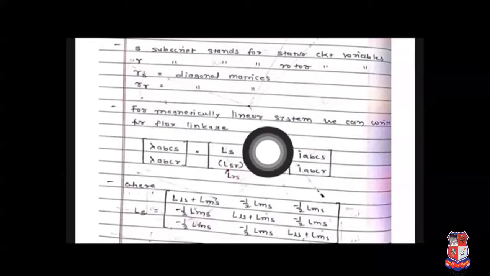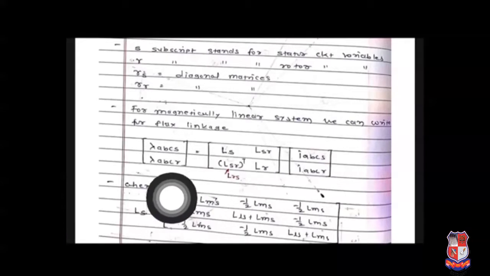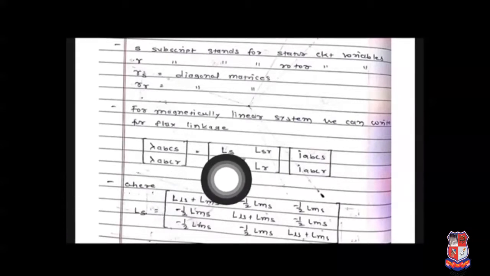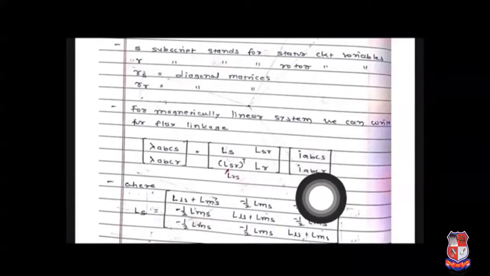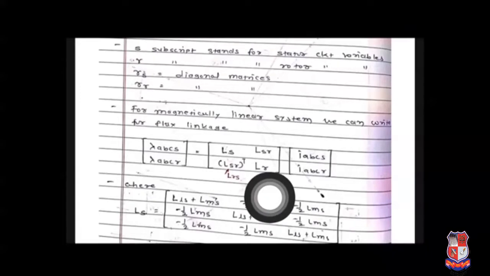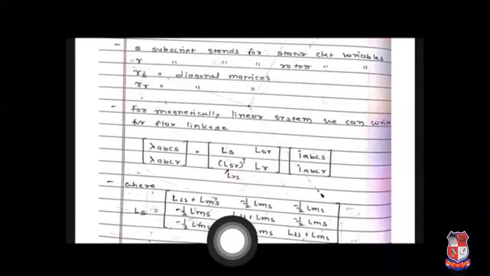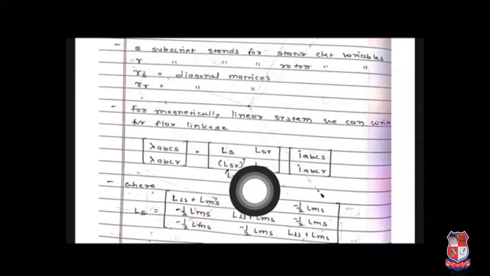Now for the magnetically linear system we can write the flux linkage equation lambda ABCS and lambda ABCR is equal to LS, LSR, LSR transpose, LR into IABCS and IABCR, where LS and LR are the self inductance for the stator side and the self inductance for the rotor side, and LSR and its transpose are the mutual inductance for the stator and rotor. Now define all these parameters, they are all in matrix form.